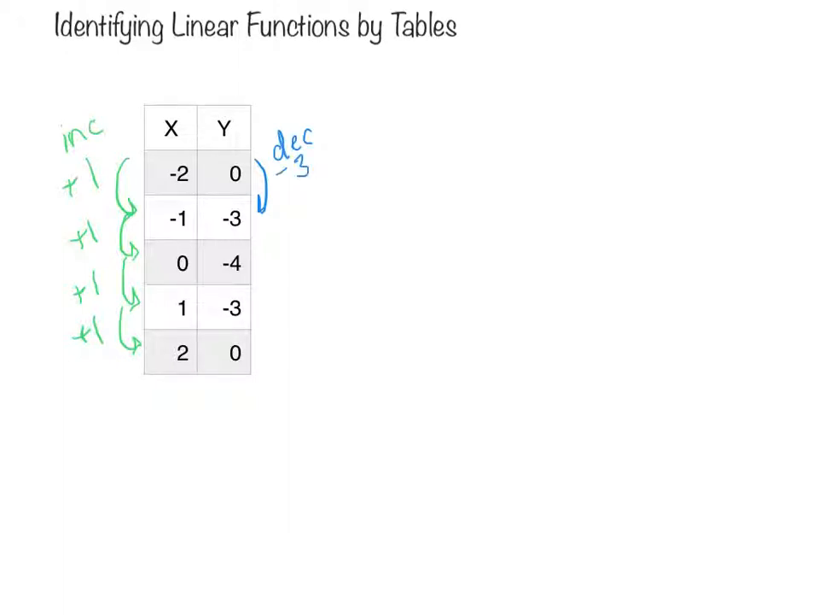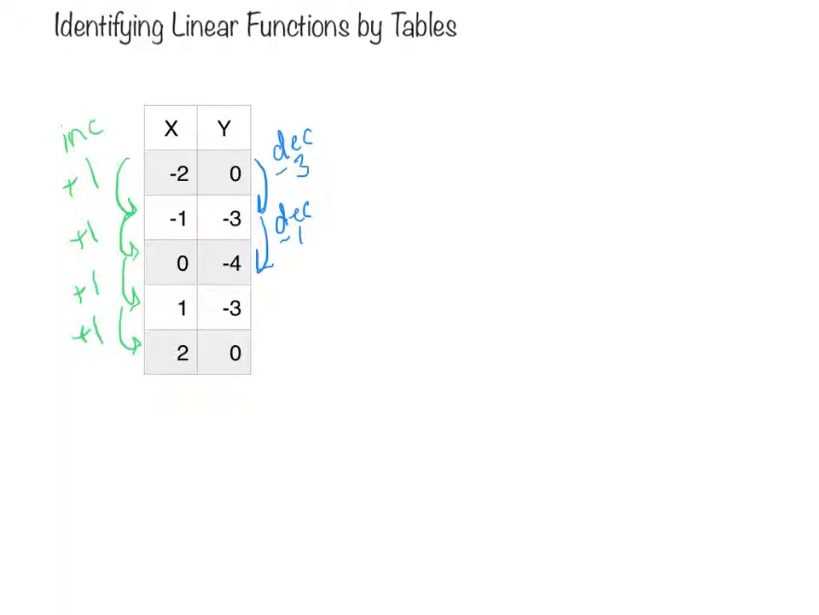Okay, the next section, I've got -3 to -4. I'm decreasing again because I'm still getting smaller. And I notice here I only decrease by 1 unit. So we already know that it can't be linear because we don't have a constant change.